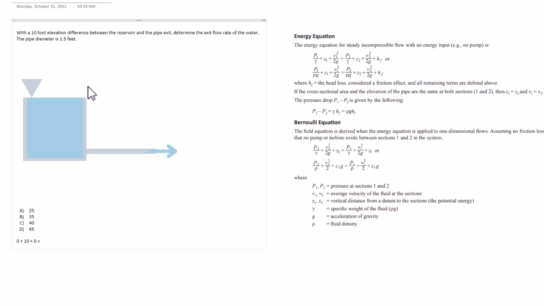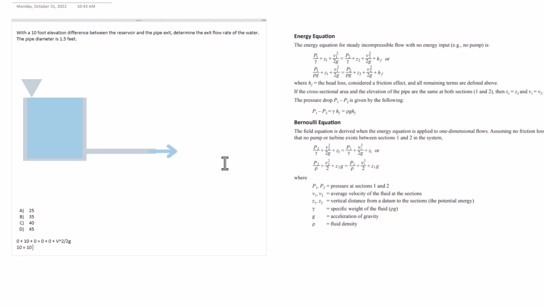Now for the right side, we have P2 over gamma. Now also where the water is exiting, that's also open to the atmosphere, so the pressure is 0 there. Z2 would be 0 because we've gone all the way down 10 feet. We're considering this to be our datum, this to be the top at 10 feet. And then now we have V2 squared over 2G. Because the water is exiting, it actually does have movement there. So this is the setup for our problem.